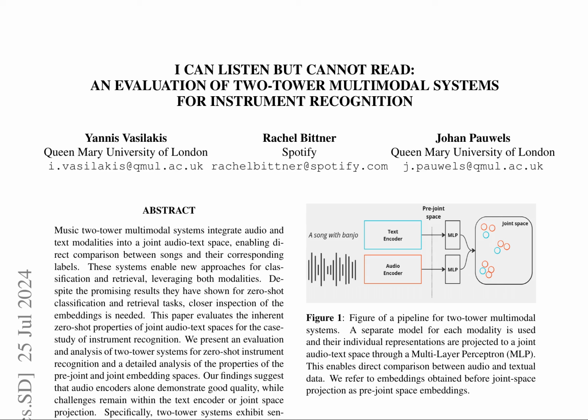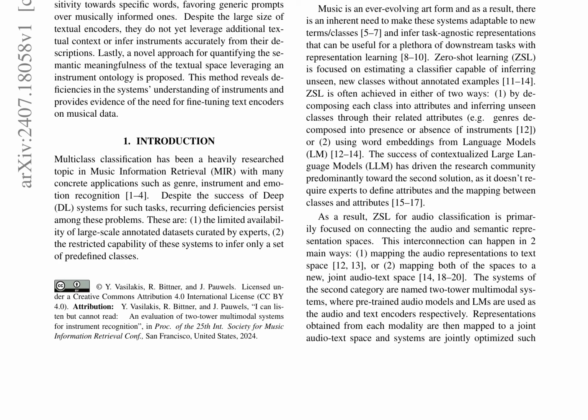The context of this research is rooted in music information retrieval (MIR), where multi-class classification has been a heavily researched topic with applications such as genre, instrument, and emotion recognition. Despite the success of deep learning (DL) systems for these tasks, recurring deficiencies persist, including the limited availability of large-scale annotated datasets and the restricted capability of these systems to infer only a set of predefined classes. The authors highlight the need for adaptable systems that can infer task-agnostic representations useful for downstream tasks with representation learning.